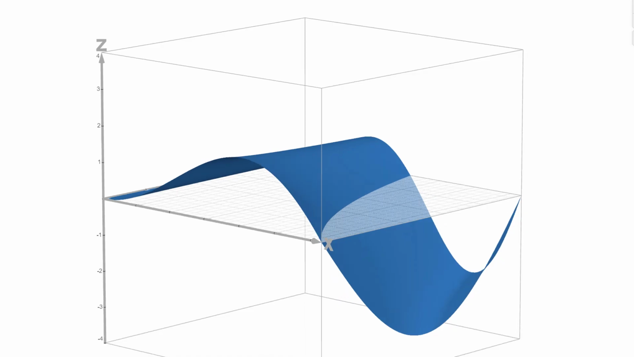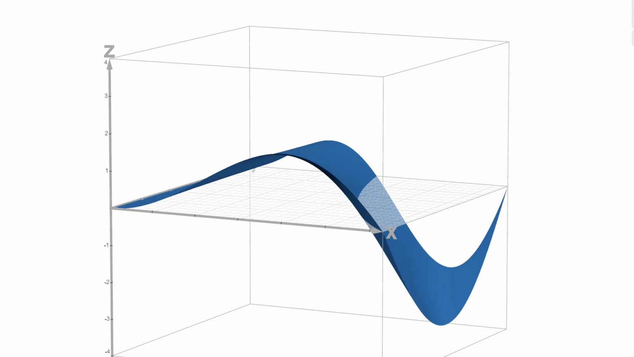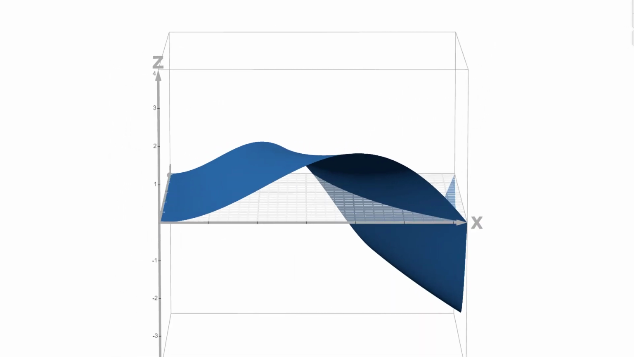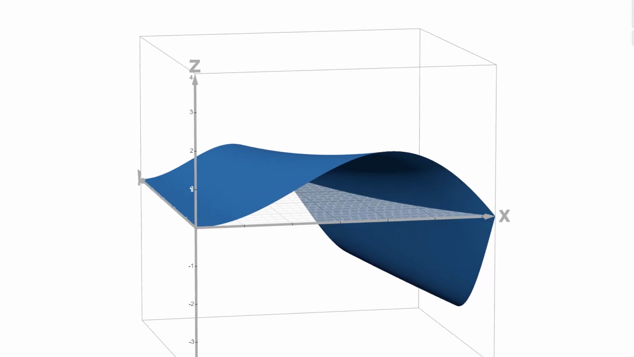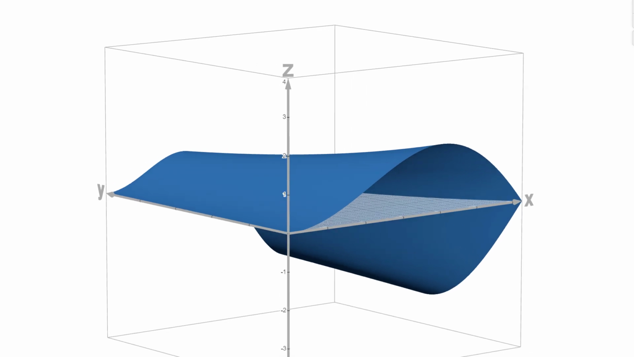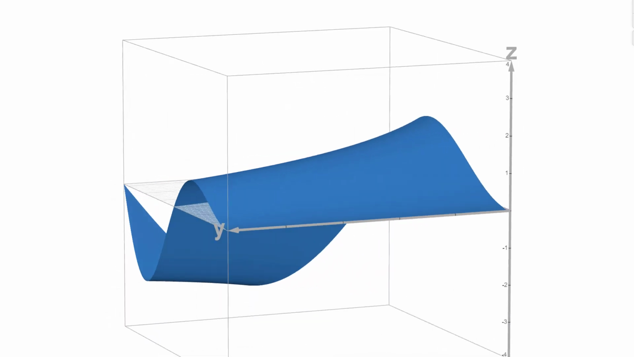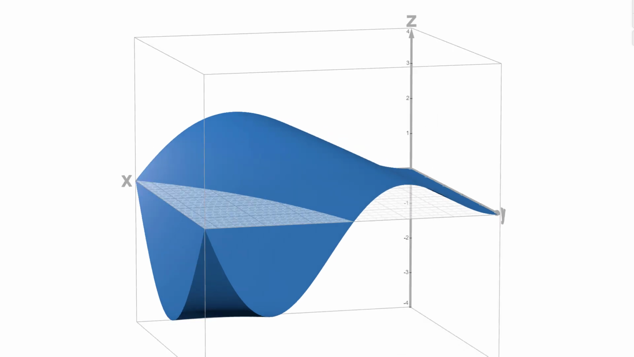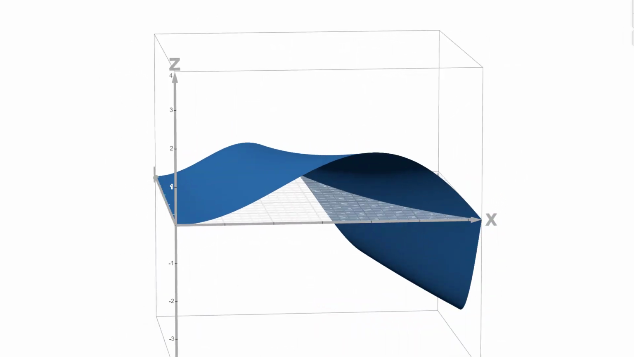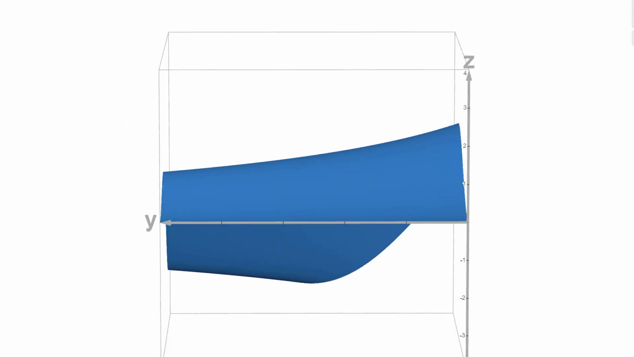As you can see here, the graph of the function x sine of xy, part of the graph is above the xy plane, and part of the graph is below the xy plane. And these two volumes are exactly equal, and so they cancel each other, and the value of the integral is 0.